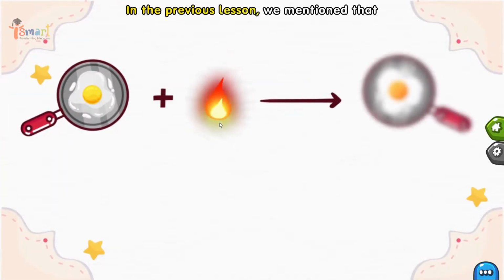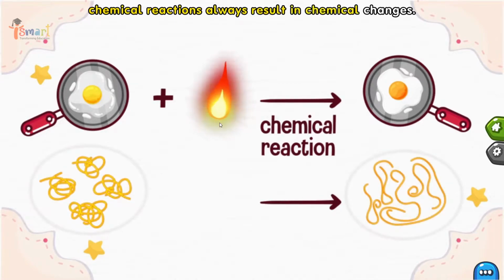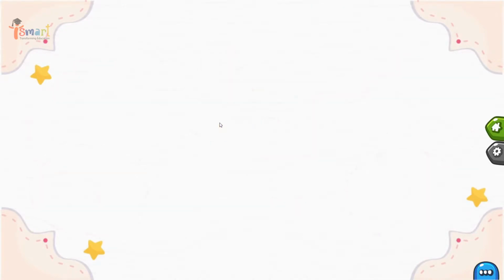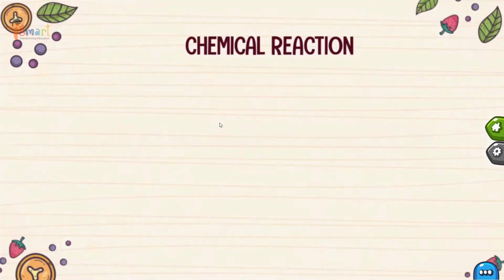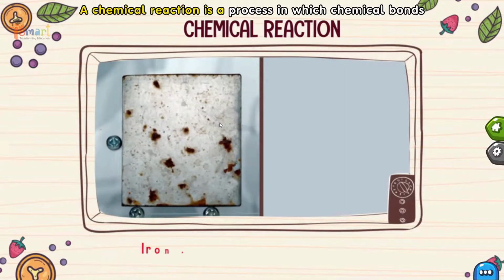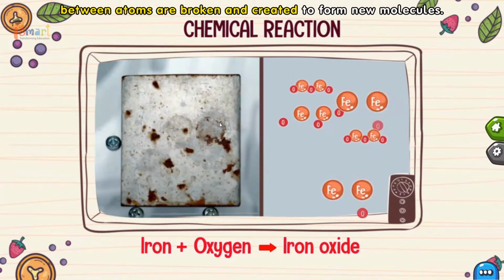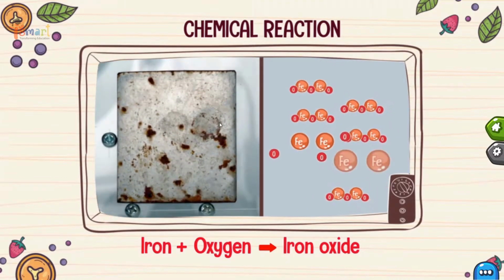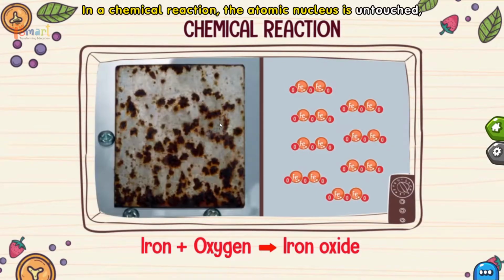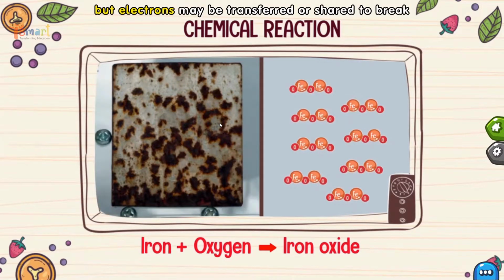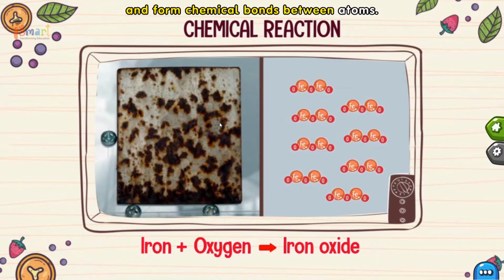In the previous lesson, we mentioned that chemical reactions always result in chemical changes. So then, what is a chemical reaction? A chemical reaction is a process in which chemical bonds between atoms are broken and created to form new molecules. In a chemical reaction, the atomic nucleus is untouched, but electrons may be transferred or shared to break and form chemical bonds between atoms.